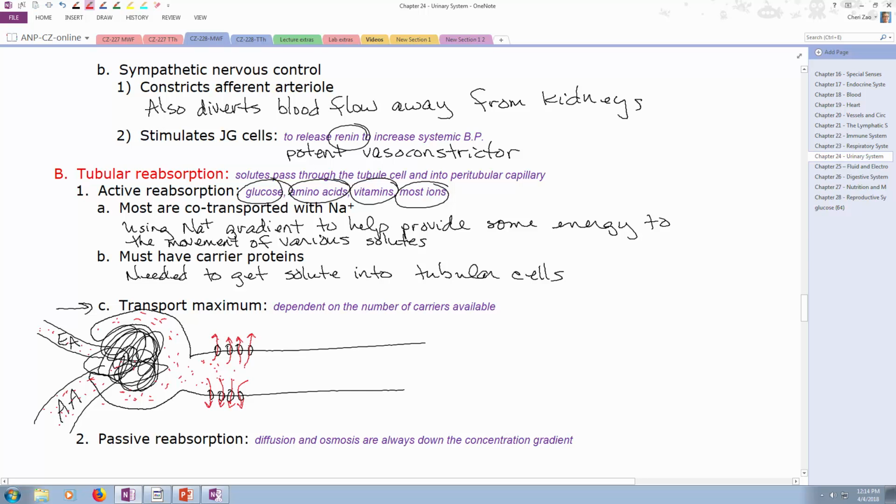And so we end up with no glucose in the tubular system when we have normal filtrate, normal blood glucose levels, and normal filtration rate.